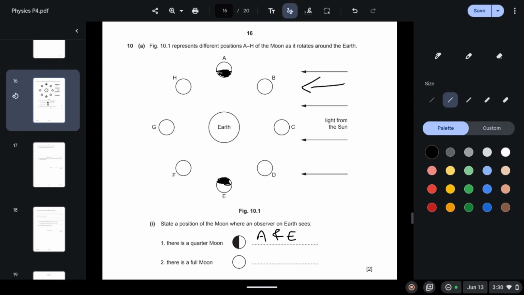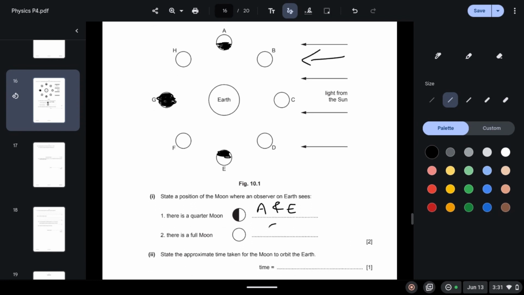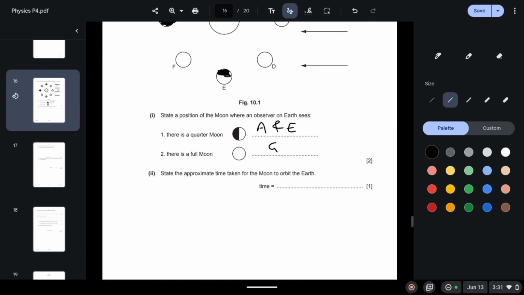And the full moon you will see when it's at this position, at G, where it will receive all of the light. State the approximate time taken for the moon to orbit the earth. So we know that the moon takes approximately 1 month.